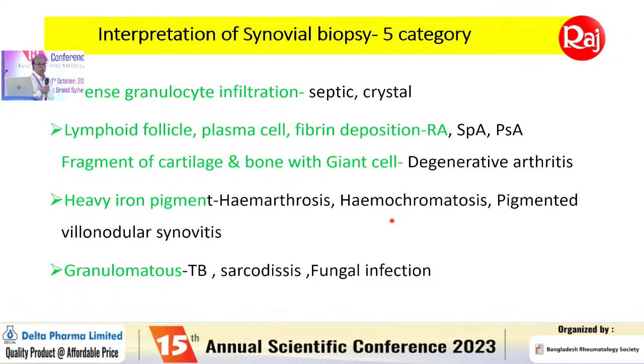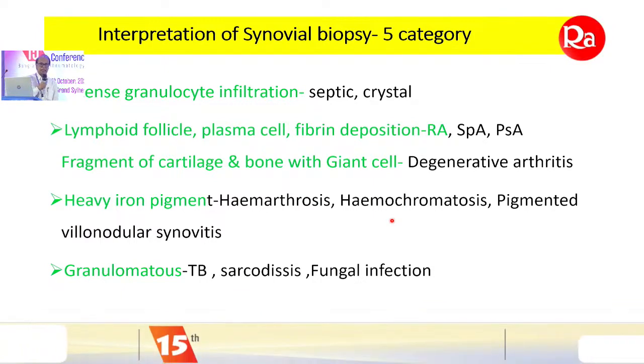If we find lymphoid follicles in the subintima, also plasma cells and fibrin deposition, we can diagnose rheumatoid arthritis, SPA or psoriatic arthritis. Fragments of bone and cartilage with giant cells can differentiate degenerative arthritis. Heavy iron pigmentation, such as hemosiderosis, hemochromatosis, pigmented villonodular synovitis, we can diagnose by biopsy. Granulomatous disease, tuberculosis, sarcoidosis, fungal infection, by various stain and culture also.